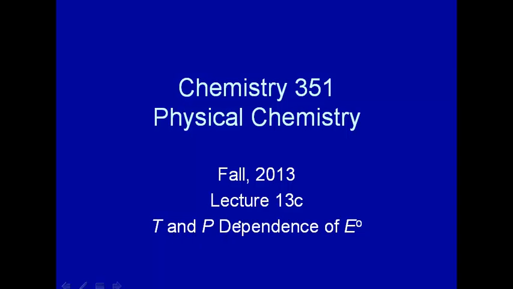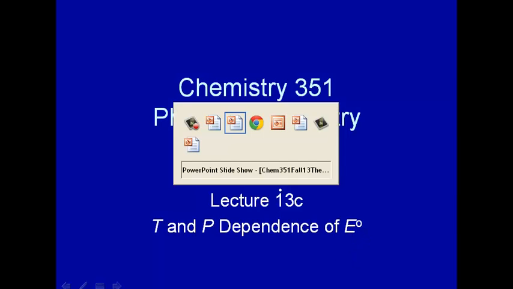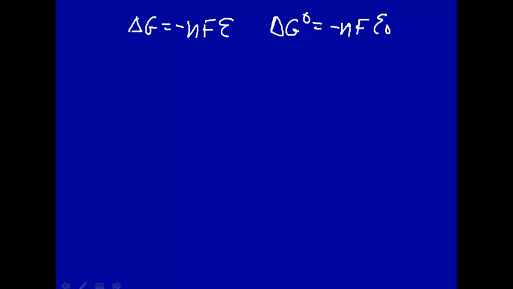Here we come to the final part of Lecture 13. We're going to consider the temperature and pressure dependence of the standard cell voltage. Essentially what we're doing is playing around with the important equation that we derived in the previous part of this lecture, namely that delta G is minus nFE, or for standard state, delta G0 is minus nFE0.